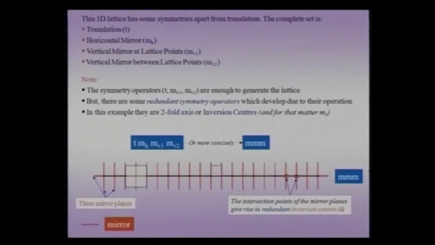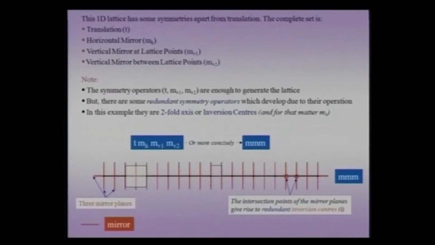There is a horizontal mirror, there is a vertical mirror 1, which is located at the lattice points, and vertical mirror 2, which is again an equivalent set but displaced by a distance of half the lattice parameter. So to write it in a very shorthand form, I will call it MMM symmetry, which is a symmetry of all 1-dimensional lattices. So every 1-dimensional lattice has to have this MMM symmetry.